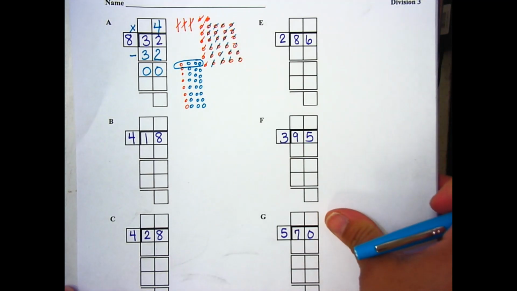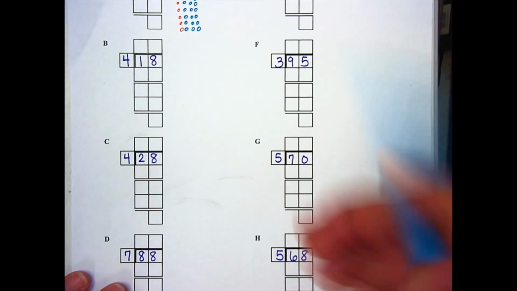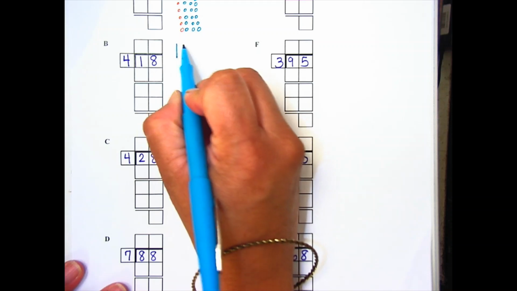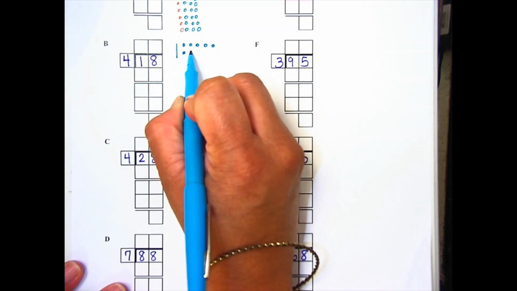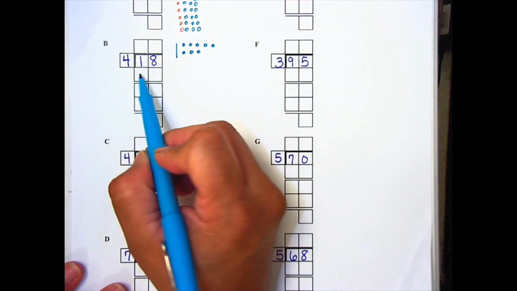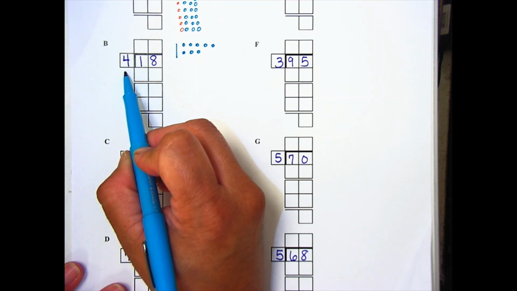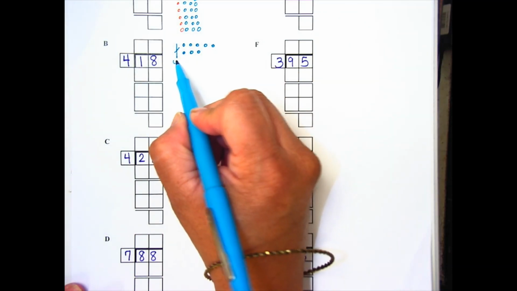Okay, so now let's do another one. We have 18 divided by 4. So we have to draw our model. 10, 11, 12, 13, 14, 15, 16, 17, 18. And I'm going to divide them into 4 groups. Do I have enough 10s to divide into 4 groups? I don't. So I'm going to have to regroup and then I divide.